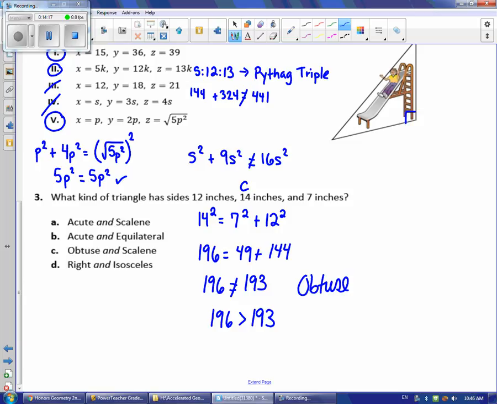Okay, and if I look at my choices, it's asking for obtuse and what kind of triangle is it classifying it by its sides. So if you look, all 3 of these sides are different lengths, so that means it's scalene. So our triangle is obtuse and scalene.